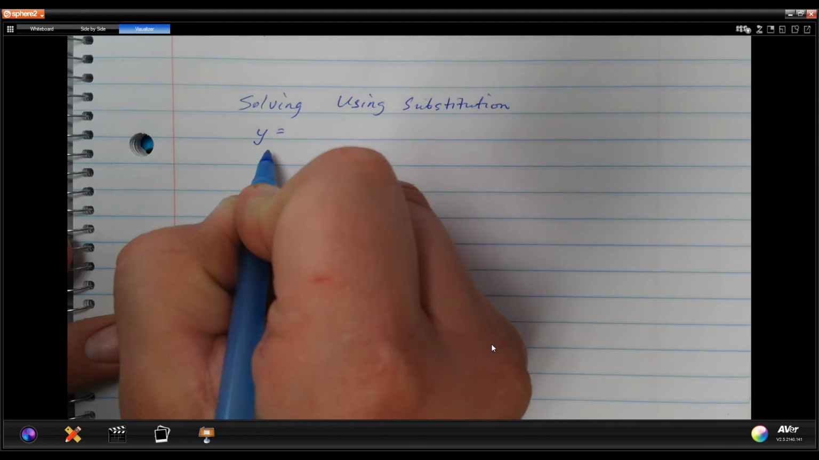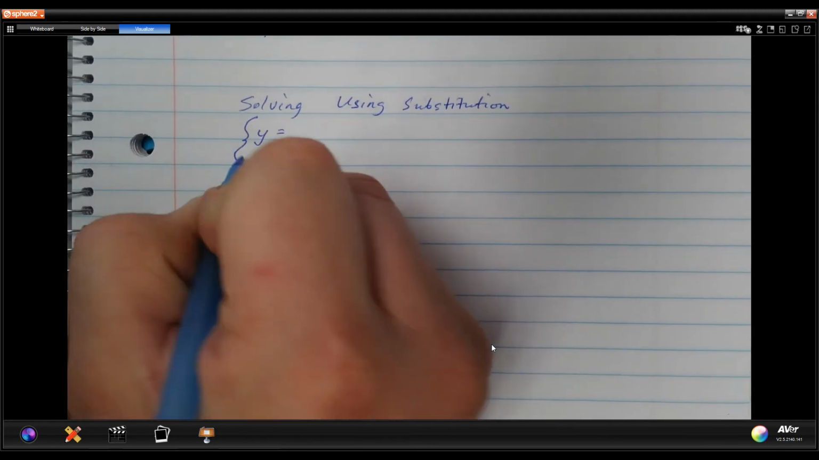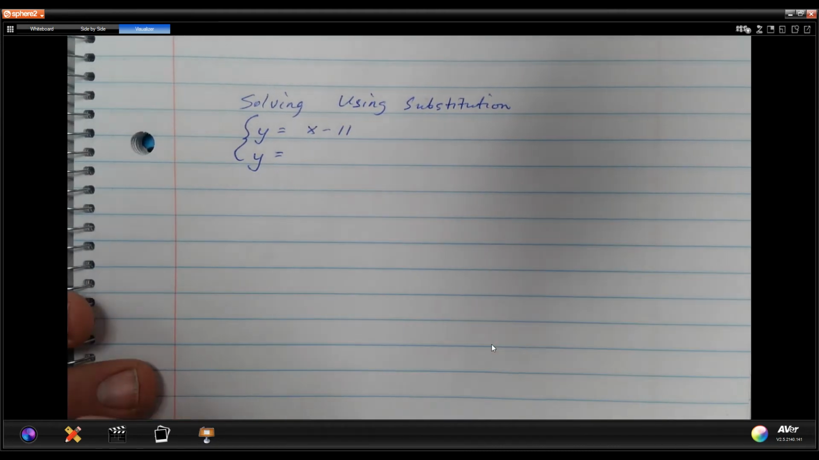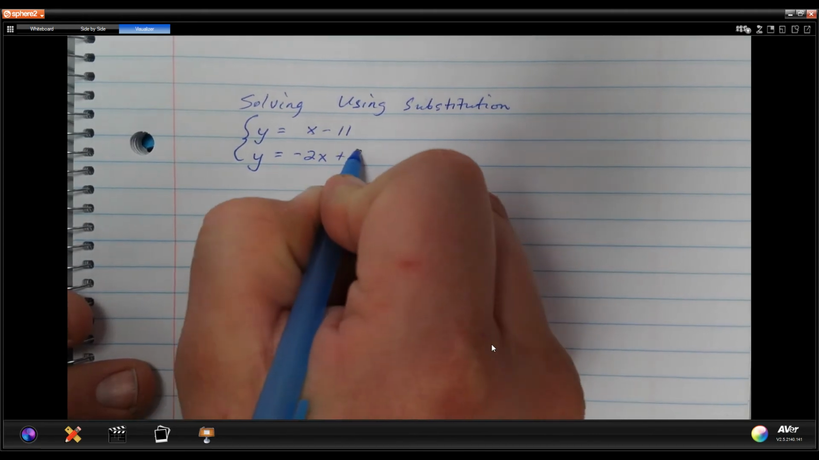We're going to take two equations that are both equal to y as a system of equations. The first equation tells us y is equal to x minus 11. The second equation tells us y is equal to 2x plus 19.